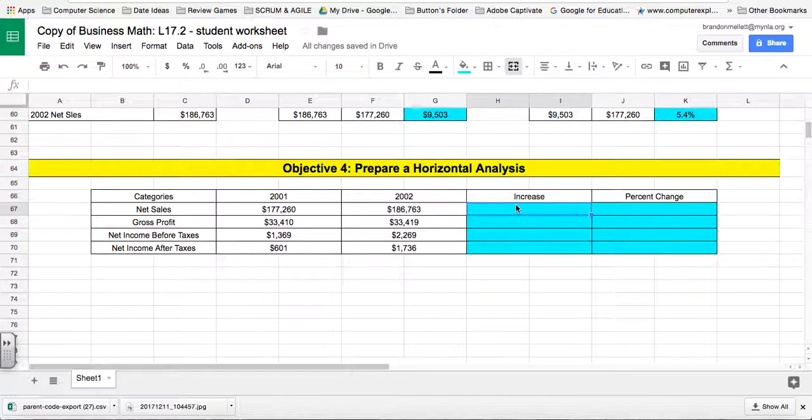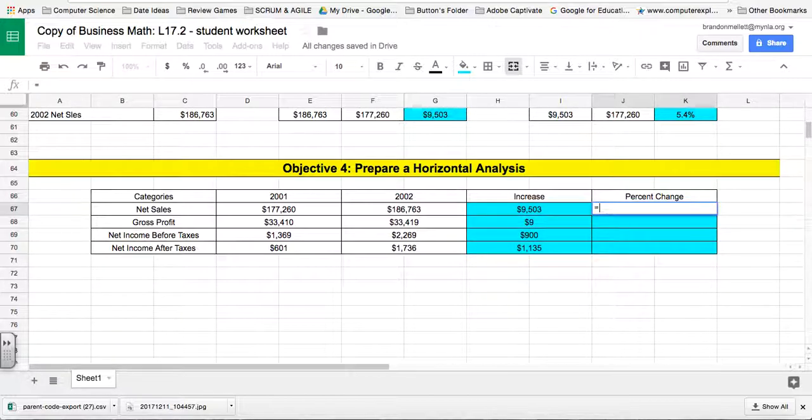Alright, lastly, we're preparing a horizontal analysis. We have numbers here from 2001 and 2002, and now we're going to find the difference, and then we're going to do percent changes. So we take 2002 minus 2001, we get 9,503, and we're going to use the same formula for all 4 of these. So we're going to drag this down, and there's our difference.